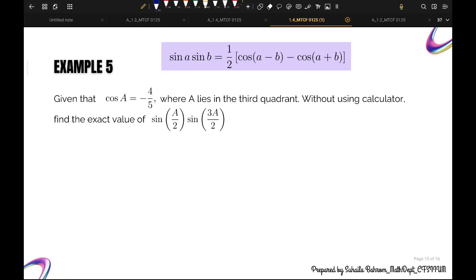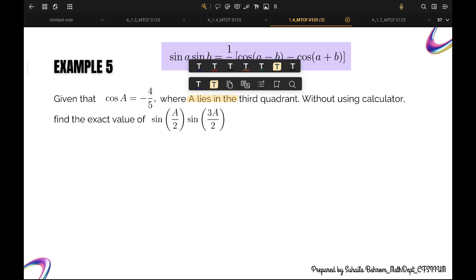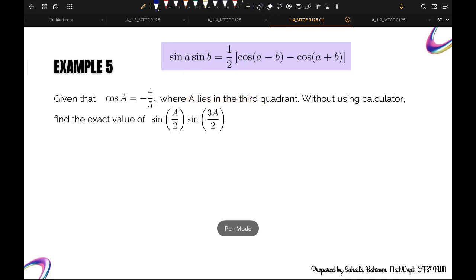Okay, now let's proceed with example 5. We have here the exact value for cos A, negative 4 over 5, and given that angle A lies in the third quadrant. If it is given like this, always start by drawing the triangle where the location of the angle is given. Since it is in the third quadrant, put the name of the angle, which is A. Since it is cos, adjacent over hypotenuse, therefore the opposite is negative 3. From here we can get other trigo functions, but in this case, we don't need them.